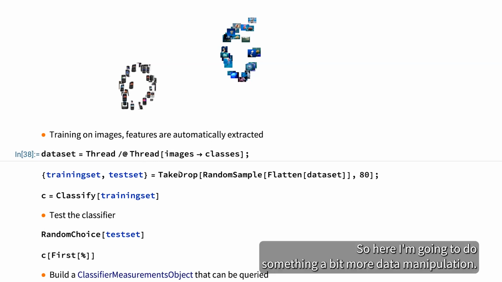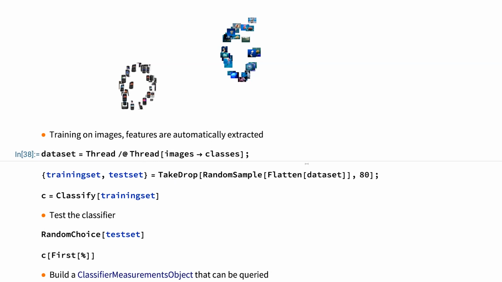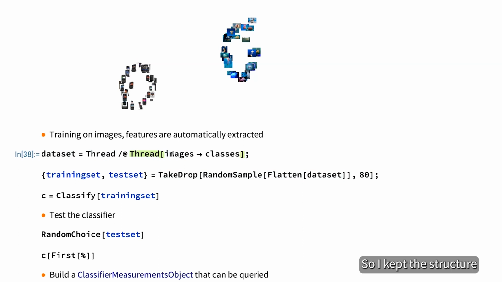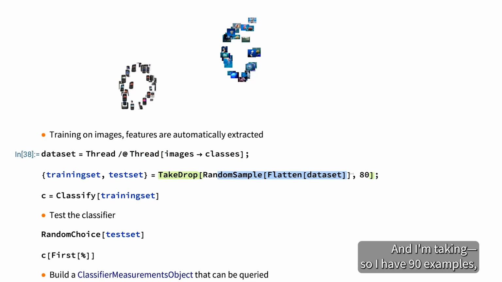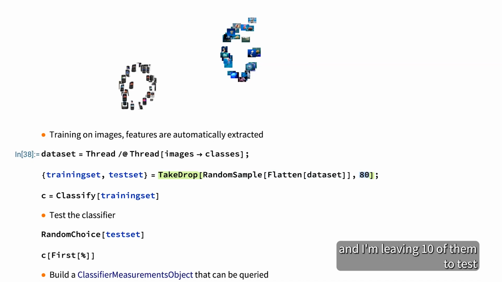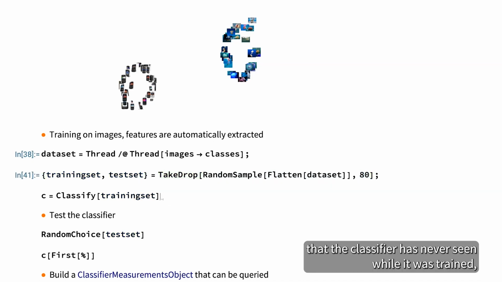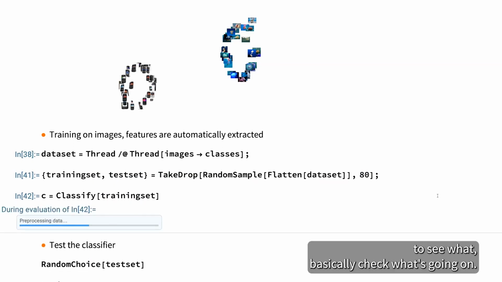So here I'm going to do something a bit more data manipulation. I'm again remixing everything, but now in the rule format. I kept the structure to associate images to their class. Now I'm remixing it, and I have 90 examples. I'm taking 80 of them for my training, and I'm leaving 10 of them to test. So I want to have some images that the classifier has never seen while it was trained, to basically check what's going on.